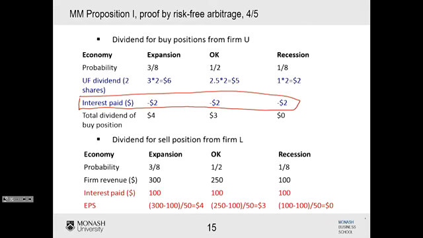So we calculate the exact return. No. Total dividend to a share is $6 if it's in expansion. $5 is okay. And $2 is in recession. That's black and white, isn't it? There's no argument on that.